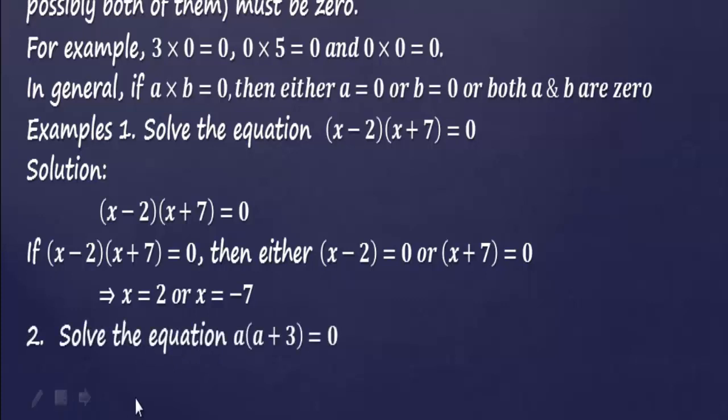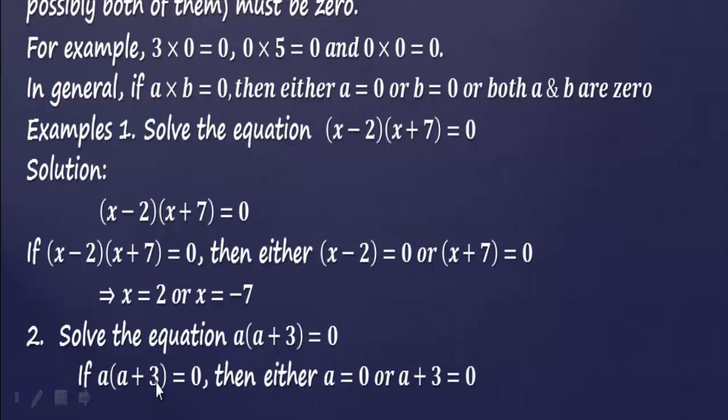Now let's solve the equation. Example 2. Solve the equation A over bracket A plus 3 equals 0. Very simple. If A times bracket A plus 3 close bracket equals 0, it means that it's either this A equals 0 or the one in the bracket equals 0. That is A equals 0 or A plus 3 equals 0.